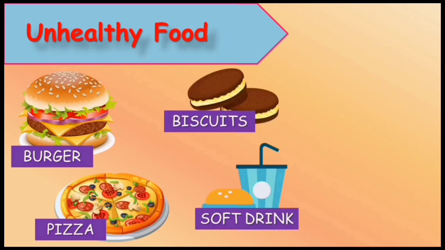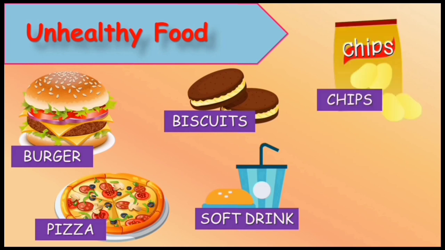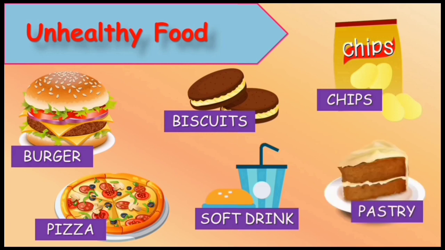Soft drink. Soft drink. Wonderful! What is the next unhealthy food? Chips! Chips! Chips! You got it right! How about the last one? Last unhealthy food is? Oh! Pastry! Say it again, please. Pastry! Pastry!